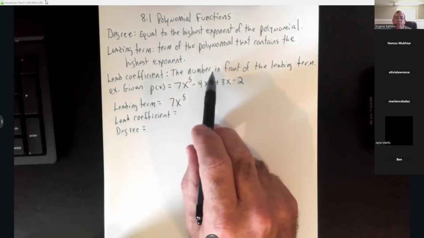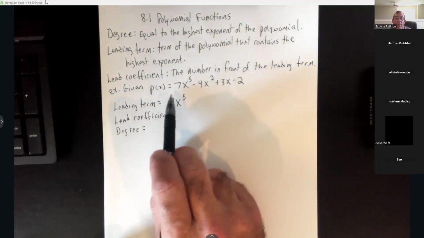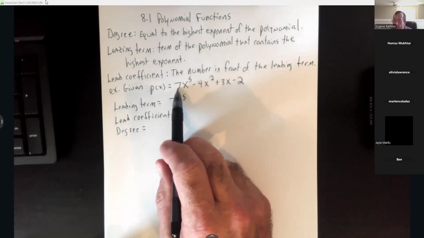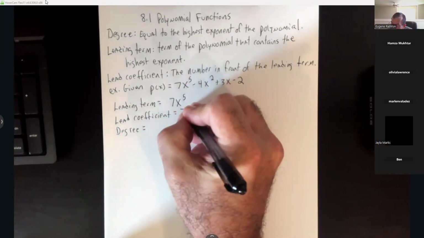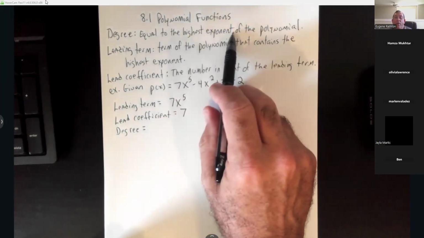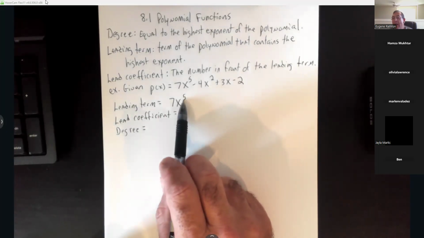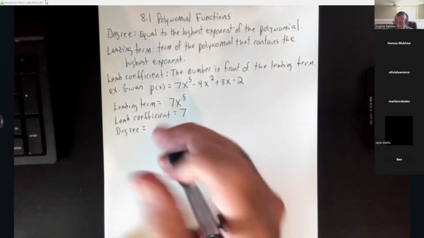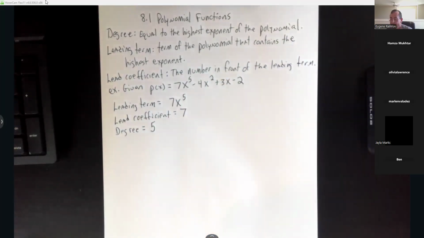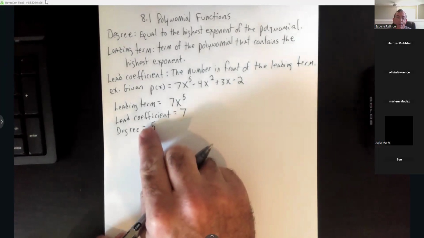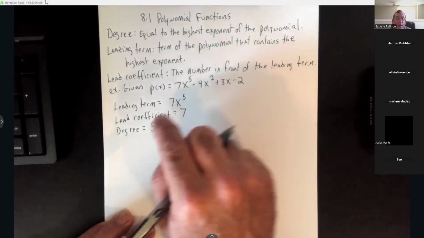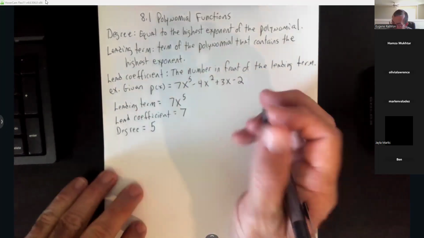So the lead coefficient we said was the number in front of the leading term. So since 7x to the fifth is the leading term, the lead coefficient would be 7. And then the degree we said was equal to the highest exponent. So since my highest exponent is a 5, the degree of this polynomial would be a 5. Okay, so this is just to get you familiar with how to find these things when I'm looking at polynomials, okay?